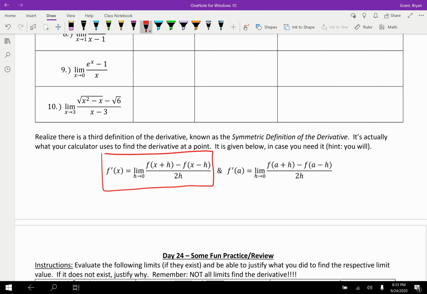Well, what does that mean? It means if you see this exact format, you're looking for f prime of x, and if you see this exact format, so no x in here but a, it means you're looking for f prime of a.